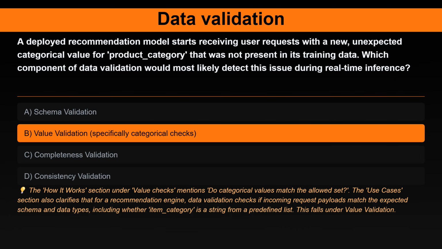The correct answer is value validation, specifically categorical checks. Here's the explanation. The how it works section under value checks mentions, do categorical values match the allowed set? The use cases section also clarifies that for a recommendation engine, data validation checks if incoming request payloads match the expected schema and data types, including whether item_category is a string from a predefined list. This falls under value validation.